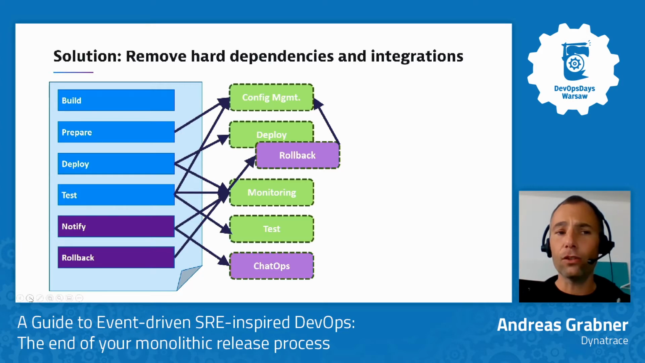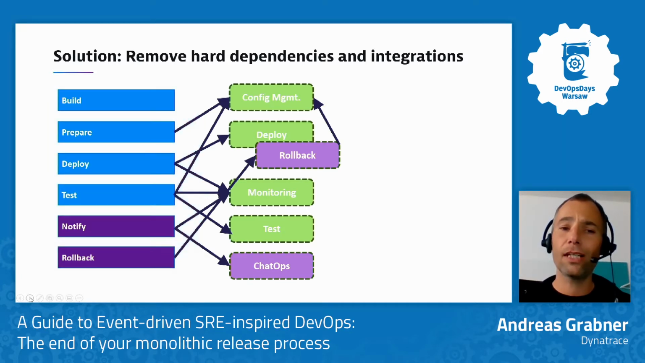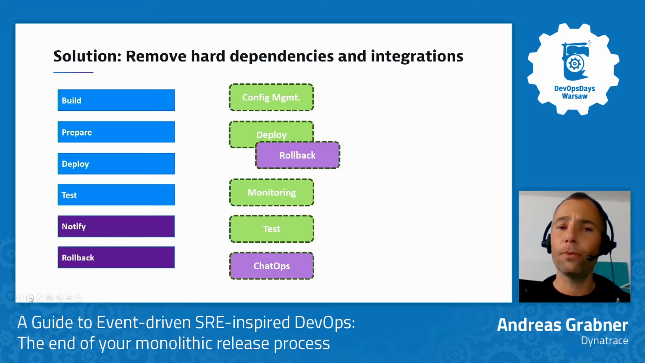So on the left side, you see a classical process of delivery: build, prepare, deploy, test. You may add some notifications and some rollback capabilities in there at some stage. But often these are, as I said earlier, hard-coded to the individual tools that are doing the thing. So what we said, why not just break up these dependencies?